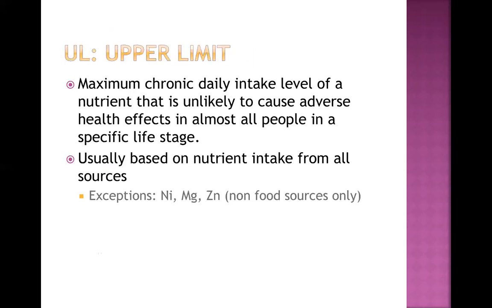UL, or upper limit. So the upper limit is the maximum chronic daily intake level of a nutrient that is unlikely to cause adverse health effects in almost all people in a specific life stage. And so what this means is if you took this maximum amount every day chronically, you would not have any ill outcomes. If you exceeded that upper limit, you may be at risk for some ill outcomes from nutrient toxicity. And for most nutrients, it's based on intake from all sources, meaning food and supplements, but there are some exceptions. Nickel, magnesium, and zinc are exceptions.